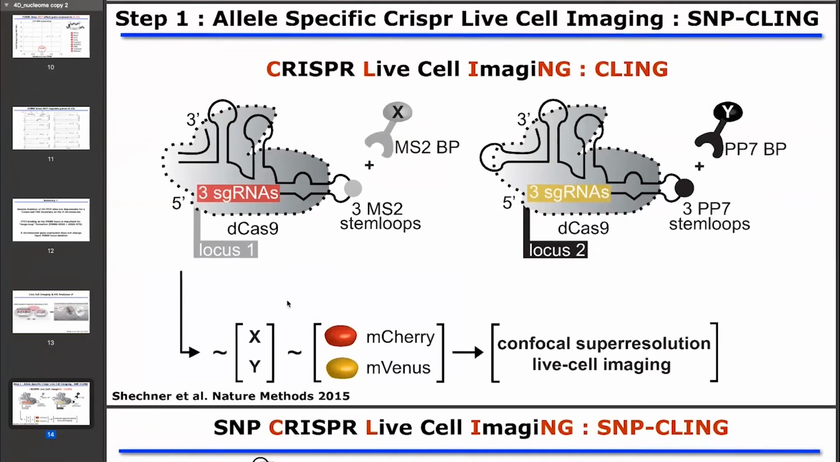So it was just a quick overview; there are many different flavors of this now. We basically just use it as a tool. It's CRISPR live cell imaging, and there are other names. We're not very particular about the naming, but we can call it CLING for simplicity.